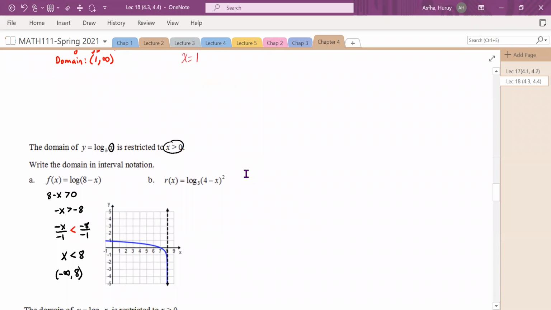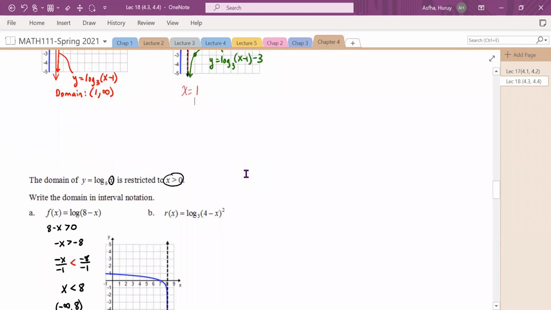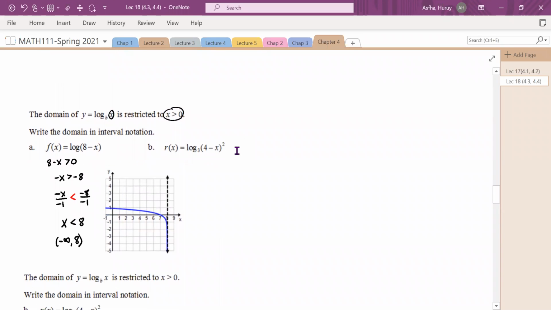And well, how about the domain of a logarithmic function? We know for an exponential function, if we have f of x equals b to the power of x, then the domain is between -infinity and infinity. Well, all real numbers. And the range is between 0 and positive infinity.